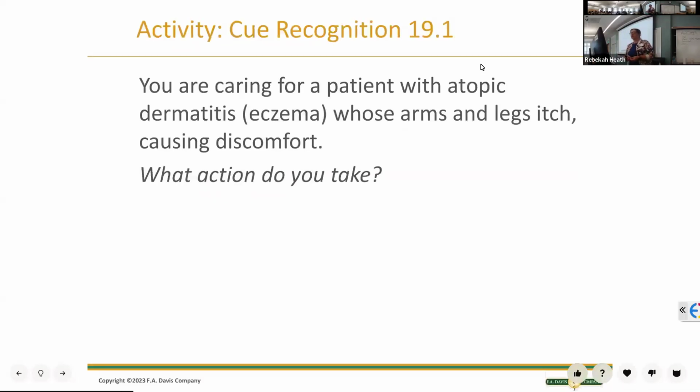So you're caring for a patient with atopic dermatitis, which is eczema, whose arms and legs itch and cause discomfort. What are some things we can do, some actions as nursing that we can take? So turn to your peers, talk about just a couple things. What can you do as a nurse to help this patient?